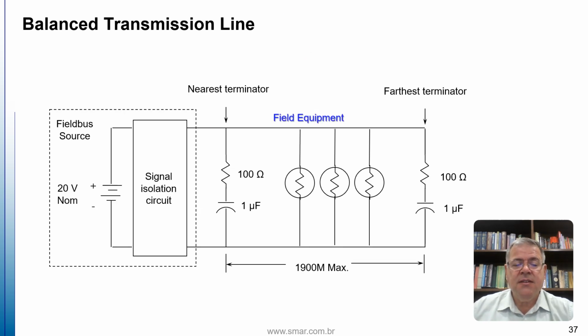Again, here's the representation of the balanced Foundation Fieldbus transmission line, where we find a power supply circuit with the signal isolator circuit. The terminator has a 100 ohm resistor and a 1 microfarad capacitor. Finally, plus one terminator, and the distance of the field equipment not exceeding the maximum limit of 1,800 meters.